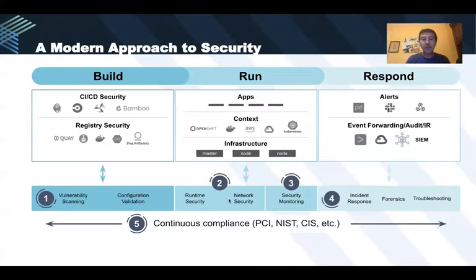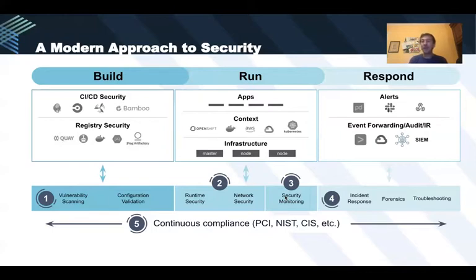Then you have the run phase. Run is very important because especially in the edge, you have your applications running on your devices, and this is where they live, when they are in production, and this is where they are the targets of risks and attacks. So it's important to have a strategy for runtime security, for network security and segmentation, for visibility and monitoring.